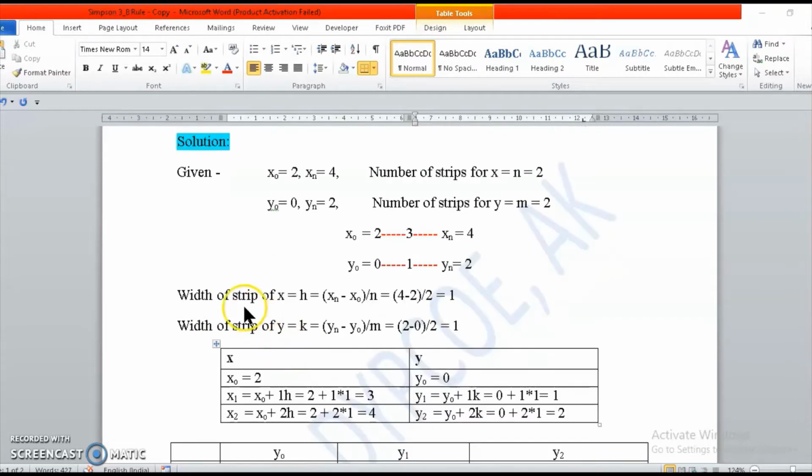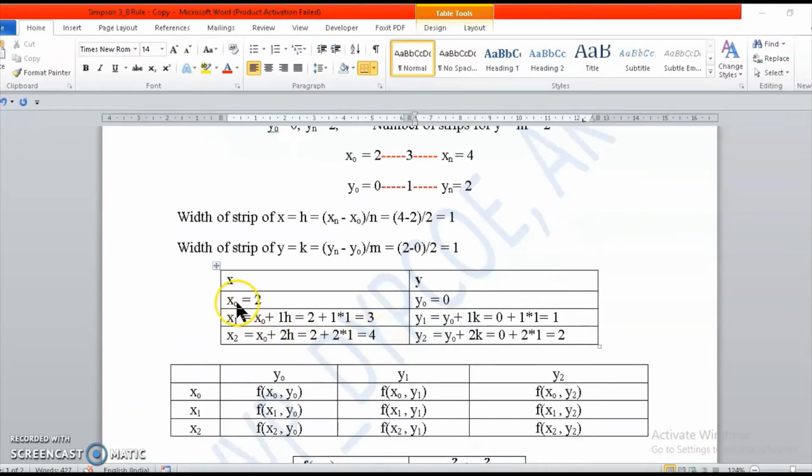So let us calculate the width of the strip for x. That is h, which can be calculated as upper limit of x minus lower limit of x, divided by the number of strips for x. So that is 4 minus 2 by 2, which is 1. Similarly for y, the width of the strip is k, and that is upper limit of y minus lower limit of y, divided by the number of strips, that is m. So 2 minus 0 by 2 is 1.